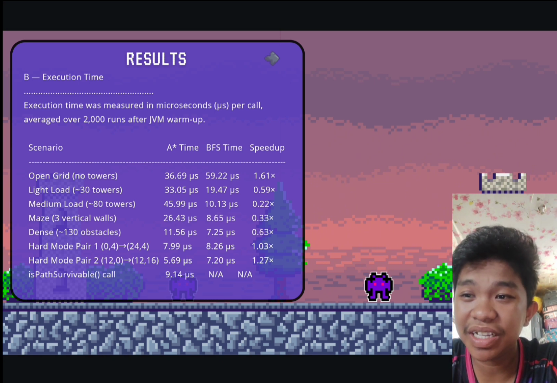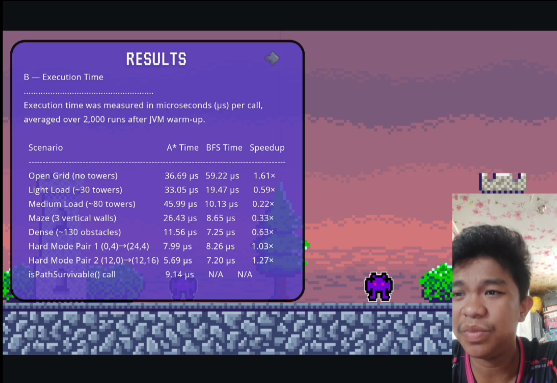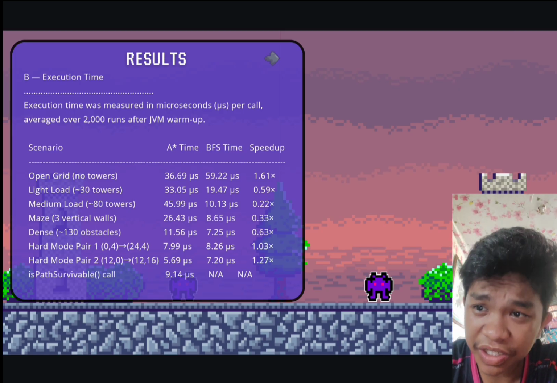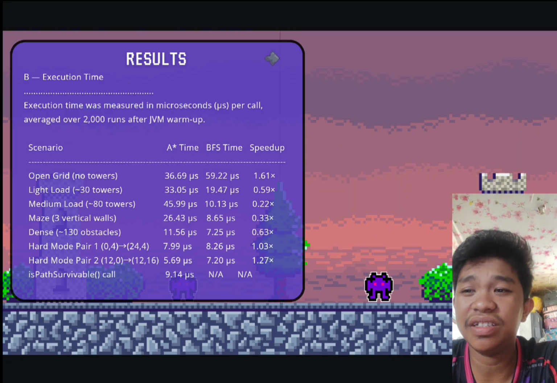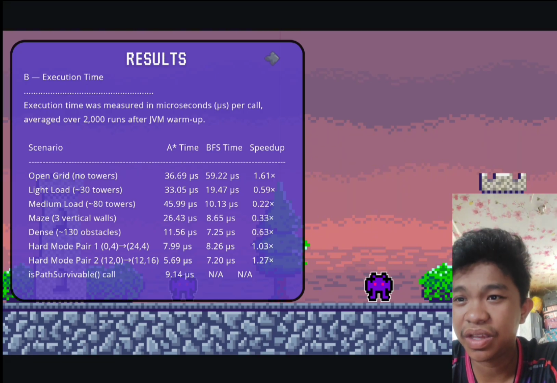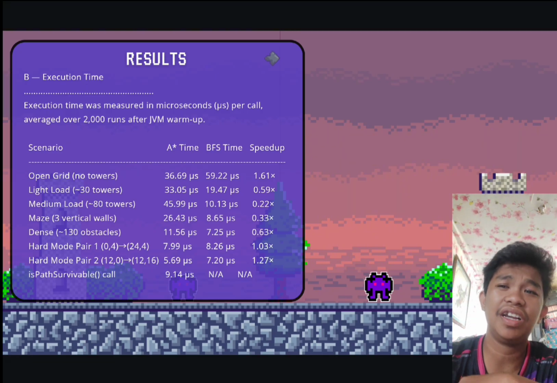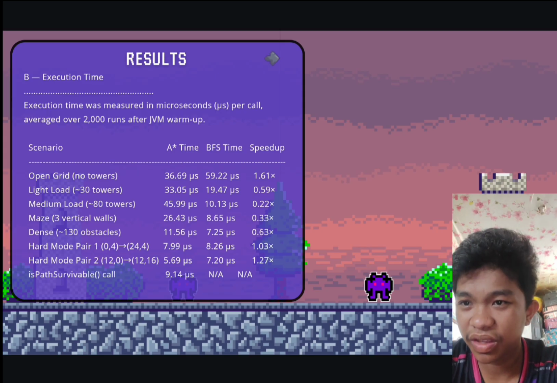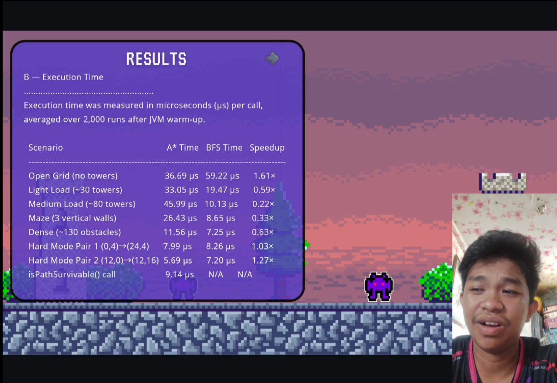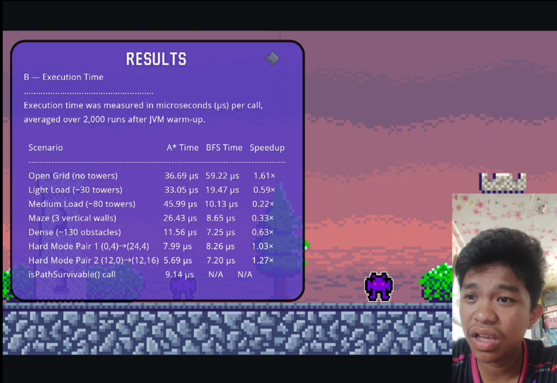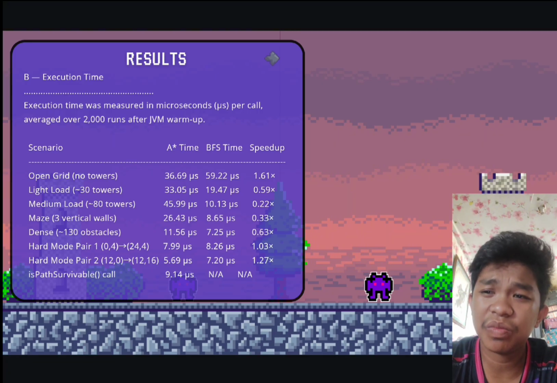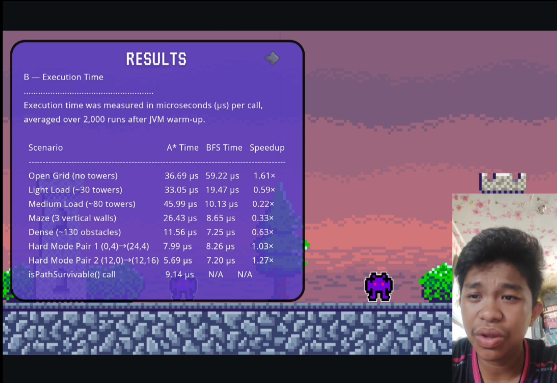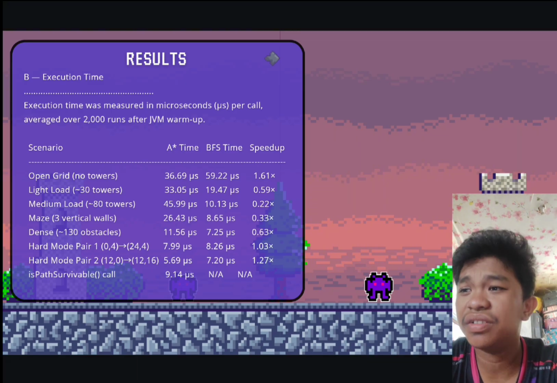Maze, 3 vertical walls. A-star time, 26.43 microseconds. BFS time, 8.65 microseconds. Speedup 0.33 times. Dense, 130 obstacles. A-star time 11.56 microseconds. BFS time 7.22 microseconds. Speedup 0.63x.